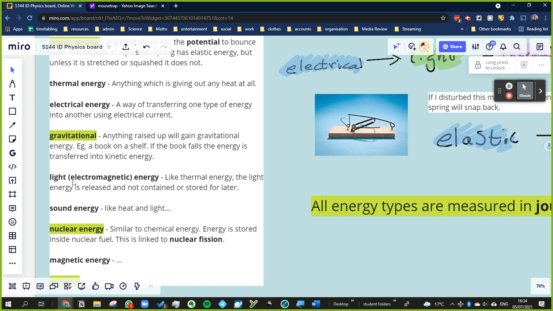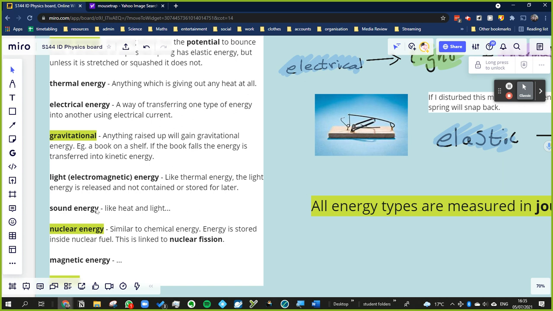So light energy is just a type of electromagnetic energy. Sound energy: something gives out sound, very similar to heat and light, basically. So it's giving out sound energy. Now, when you learn a bit more about sound, you realise sound is nothing more than vibrations. So actually, sound energy can be thought of as a type of kinetic energy. And actually, to be honest, you can think the same about thermal energy, but we'll not get sidetracked too much.